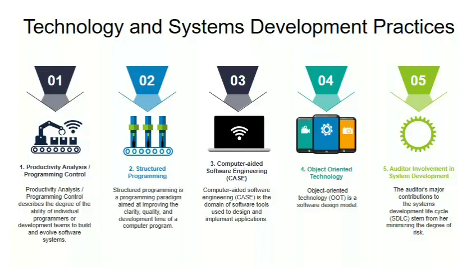Technology and system development practices. First, productivity analysis or programming control. Productivity analysis or programming control describes the degree of the ability of individual programmers or development teams to build and evolve software systems. Levels of analysis include the individual, the group, divisional, organizational, and national level. Due to this diversity, there is no clear-cut definition of productivity and its influencing factors, although research has been conducted for more than a century.